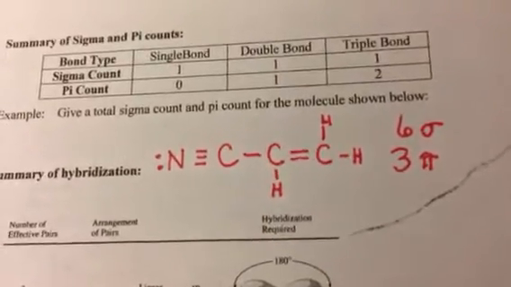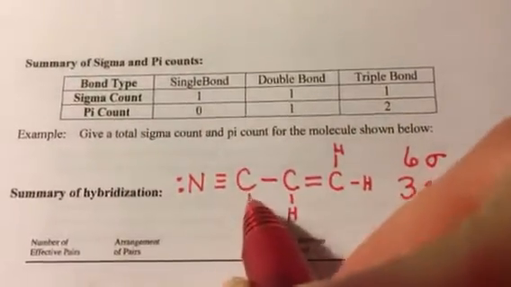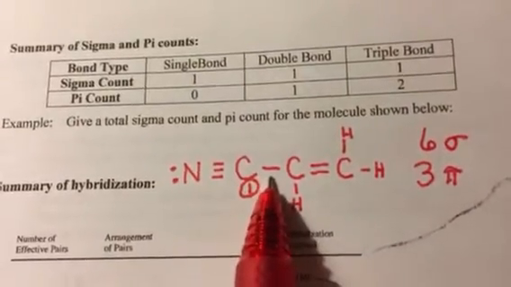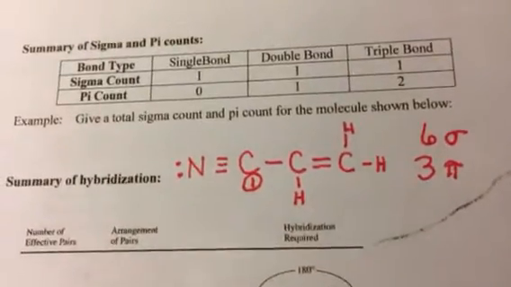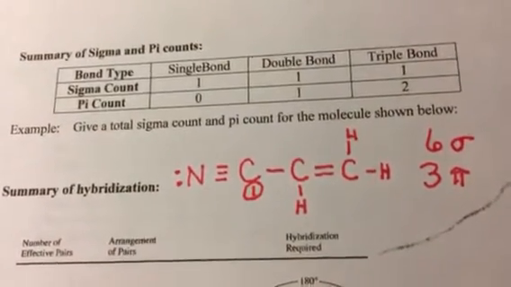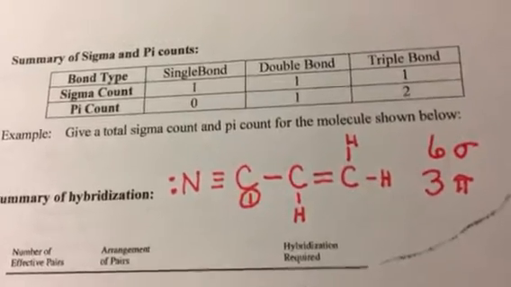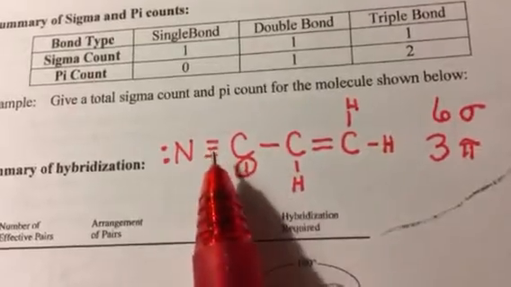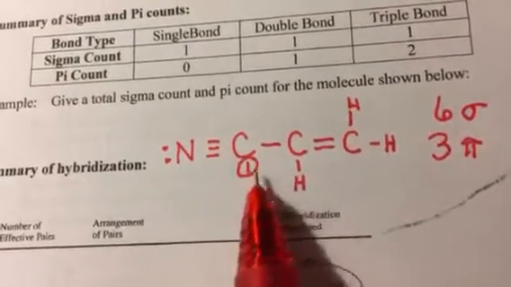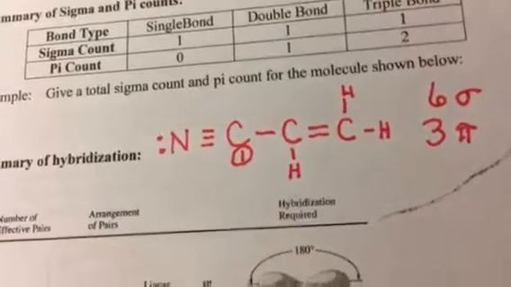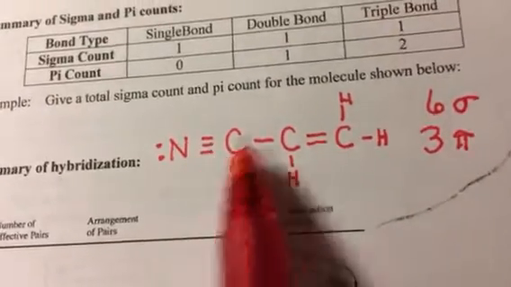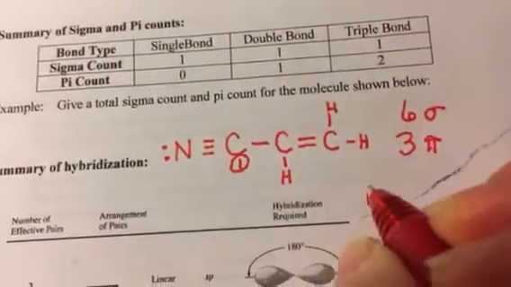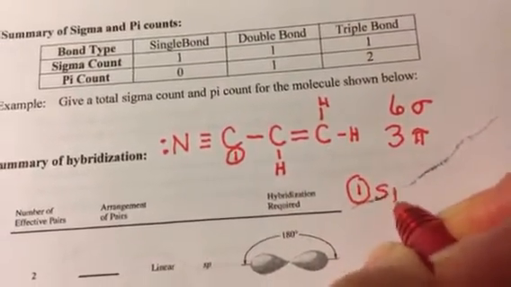Now let's talk about how you get the hybrid. So let's label this carbon number 1. Count his domains, 1, 2. Subtract 1 from that. So it's count of 2 domains, that would be sp hybrid. So the p count is always 1 off your domain count. If my domain count is 2, the p count is 1. So this carbon number 1 is sp hybrid.